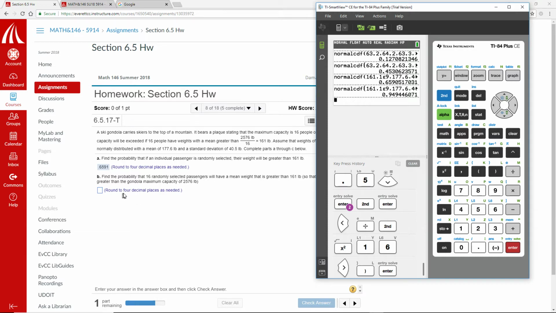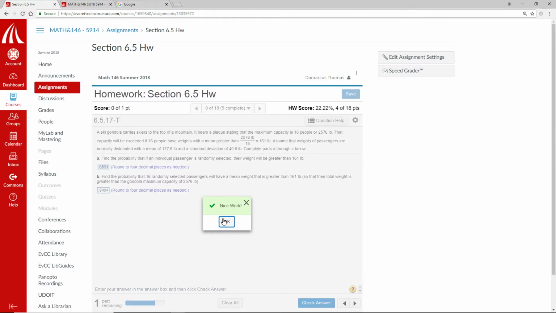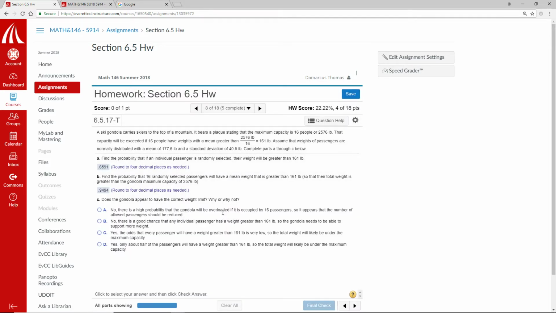So we need to round this to 4 decimal places. It's 0.94, 0.94. That was it.